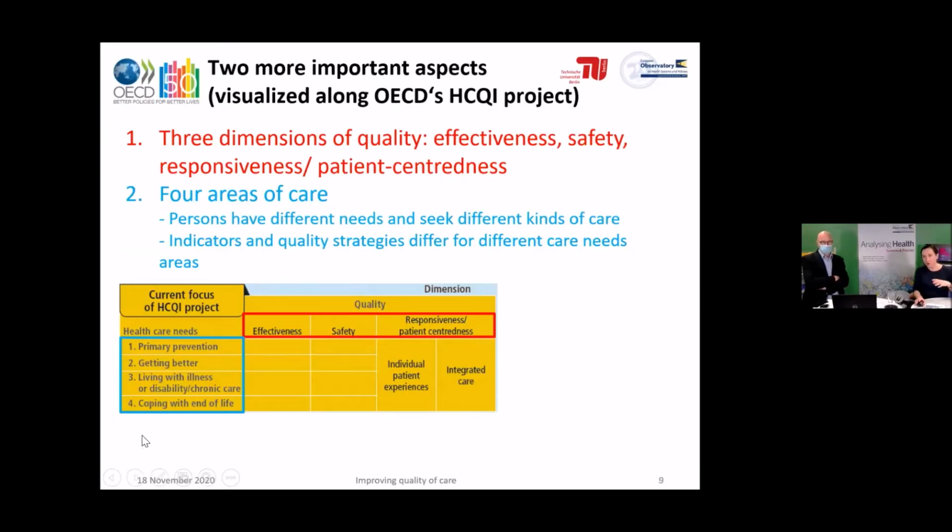We also look at the 3 dimensions that I mentioned. This is a different framework. The Healthcare Quality Indicator project created this framework for the OECD and looks not just at the 3 dimensions, but also different areas of care.